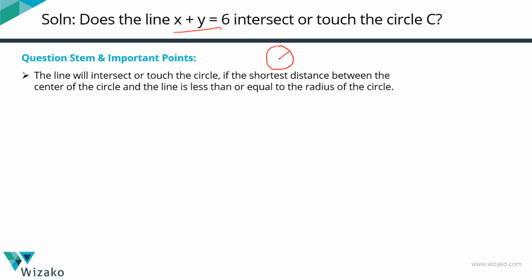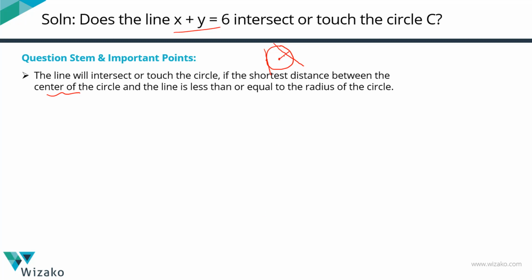If our line x plus y equals 6 intersects with this circle, this is possibly the case. Conversely, if our line touches the circle, this is going to be the case. It's going to be touching it at one point. If it is going to intersect, it's going to pass through the circle and will touch it at 2 points. So these are the two scenarios we have. When is this going to happen? The line will intersect or touch the circle if the shortest distance between the center of the circle and the line is less than or equal to 5 units, which is the radius of the circle.